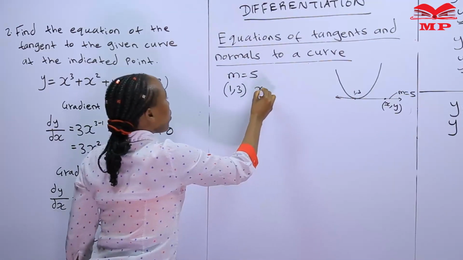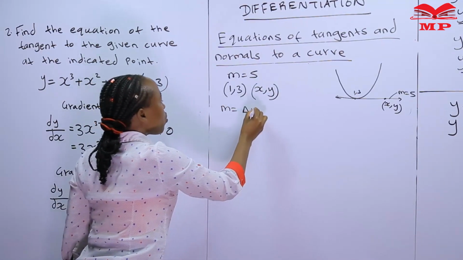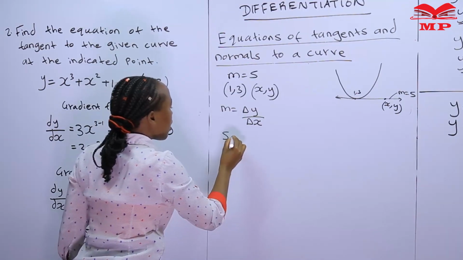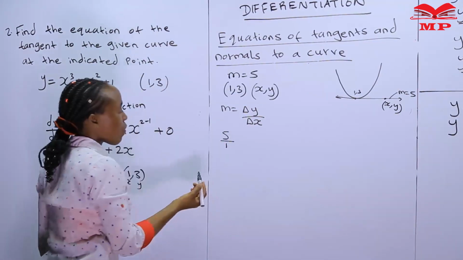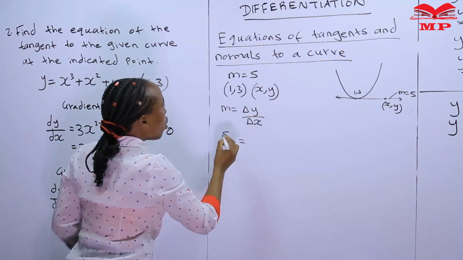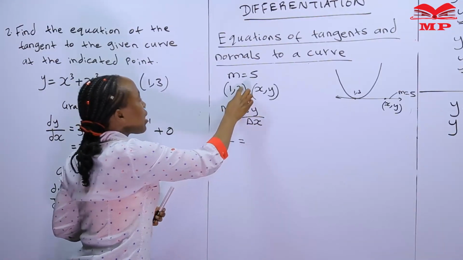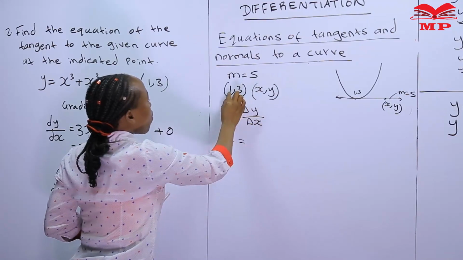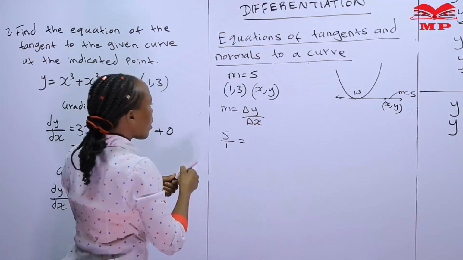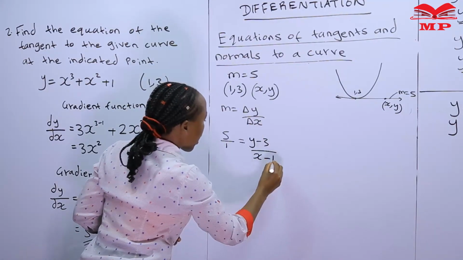So we have another point x, y. We know that m is equal to change in y all over the change in x. Our m is 5, a whole number is always over 1, is equal to change in y, so we have y minus 3, or whichever sign you start with, you can say 3 minus y, all over 1 minus x, or y minus 3 all over x minus 1. So we have y minus 3 all over x minus 1.